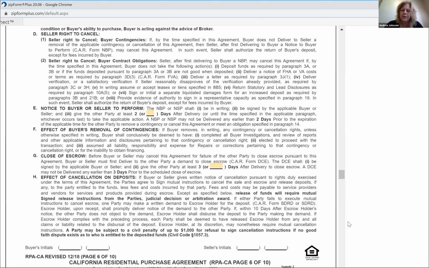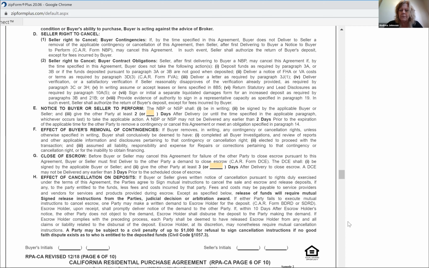The notice to buyer to perform, notice to seller to perform is an unusual circumstance, but there are cases where that does come up. I'll discuss those in a minute. A notice to buyer to perform may not be delivered any earlier than 2 days prior to the agreed upon expiration of the applicable time frame for the other party to remove a contingency or cancel the agreement or meet any other obligation.